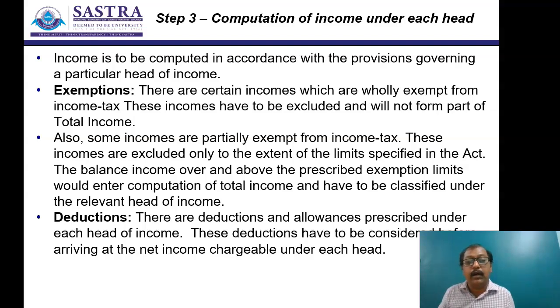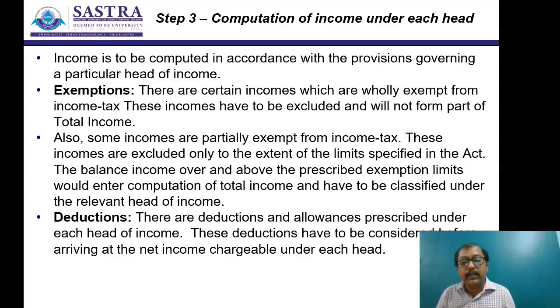Also, some incomes are partially exempted from income tax. These incomes are excluded only to the extent of the limit specified in the Act. For example, let us say housing allowances. Some of the allowances are going to be completely taxable, some of the allowances are partly taxable. So you will have to classify those things under different heads, and you should take into consideration only those parts that are going to be taxable on a person.